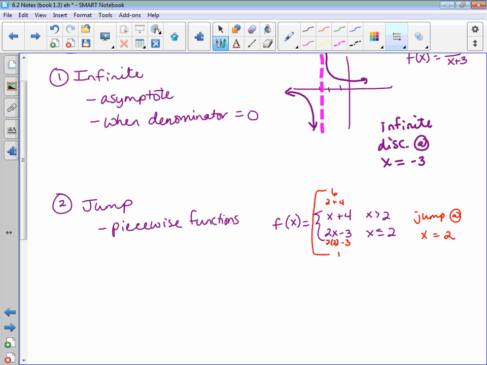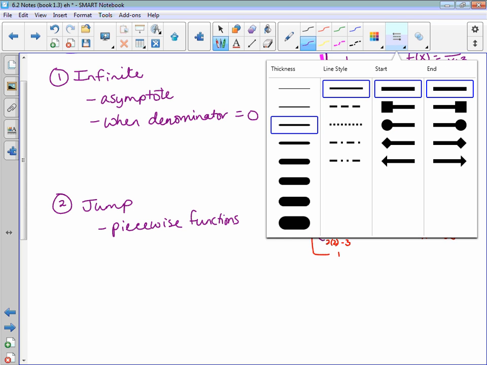You are certainly welcome to graph it to look at the discontinuity as well. It's easy to remember. It's called a jump because there's literally like a big jump in between the 2 points. Okay, so far?